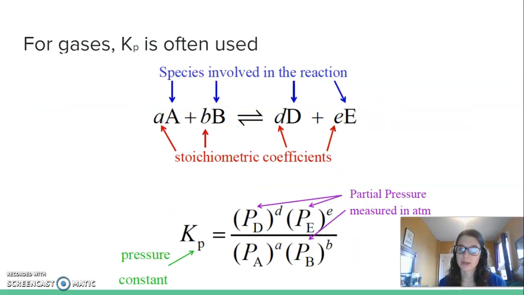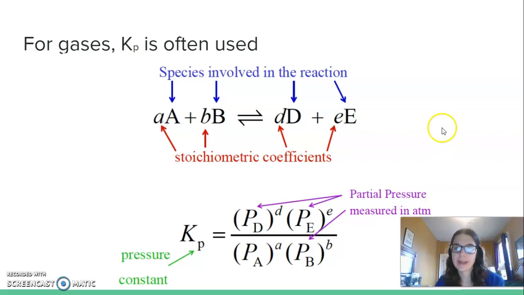Another thing we want to talk about is Kp. So this is also a K, so it is going to be at equilibrium. Kp is a pressure constant. So rather than Kc, the equilibrium constant related to the concentration of reactants and products, Kp relates to the pressure of reactants and products, again at equilibrium, because we're talking about a K value here.